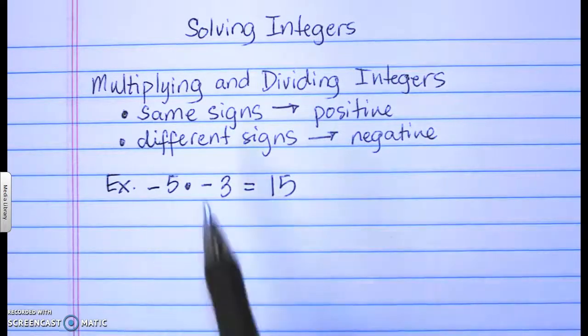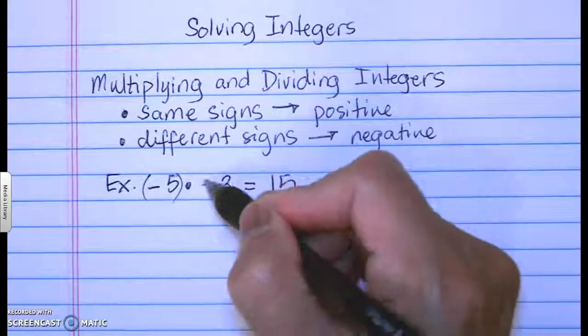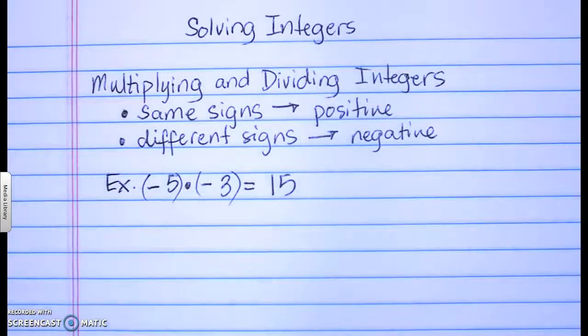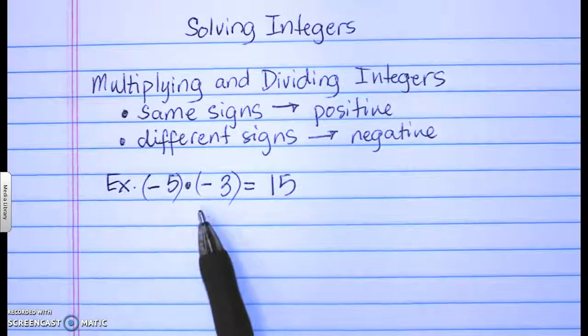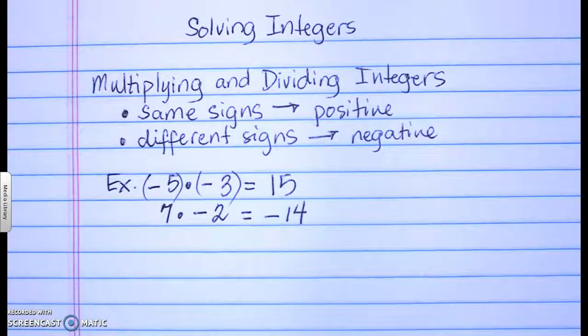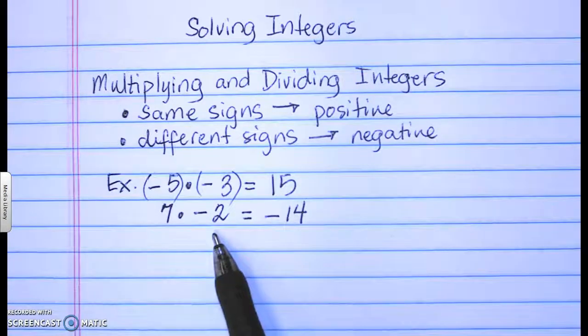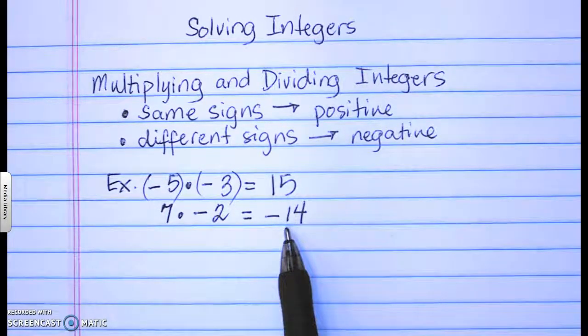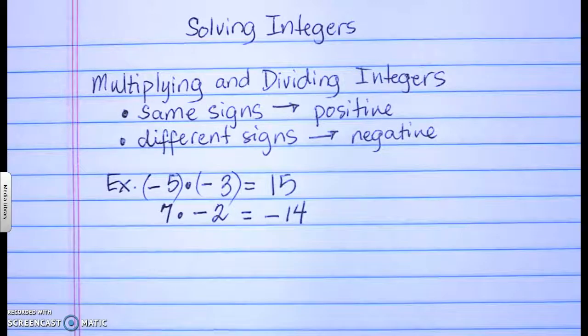I may or may not put the parentheses. If you want to put the parentheses, you're okay to put it. You're not required to do so. So once again, same signs going to be positive as this became. Okay, so for my next example that is 7 times negative 2. So the answer is negative 14 because the signs are different.